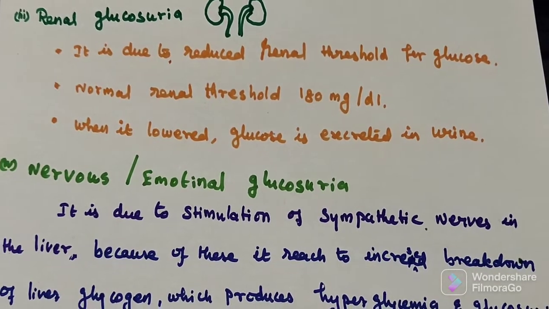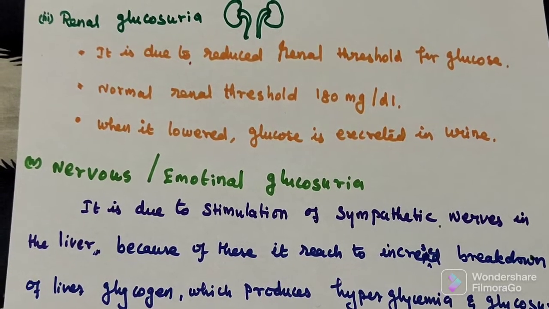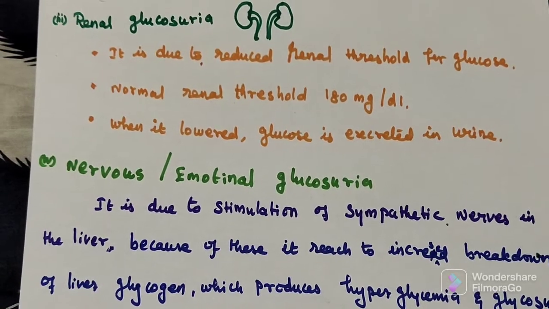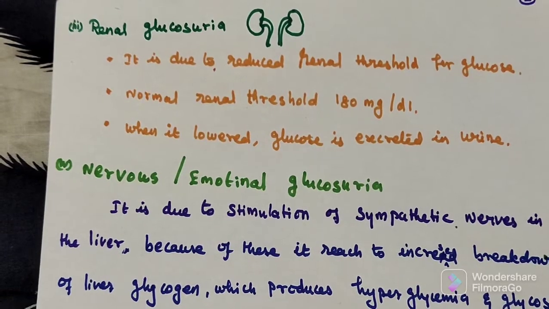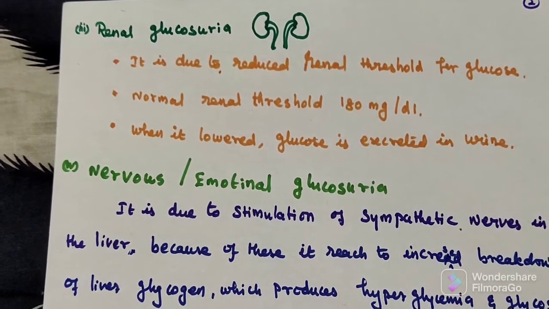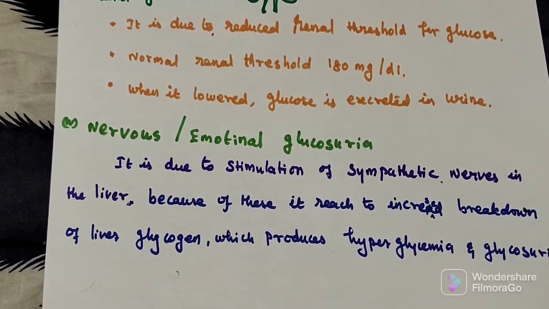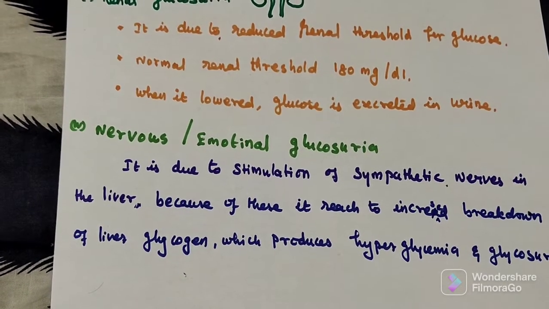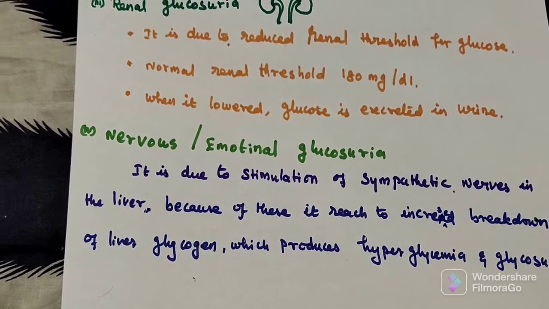Renal glucosuria is also associated with renal diseases with renal tubular transport defects, for example Fanconi syndrome. In this case, glucosuria is seen along with aminoaciduria and phosphaturia. Renal threshold is also lowered in physiological conditions like pregnancy. About 10% of women show renal glycosuria in the last trimester of pregnancy.